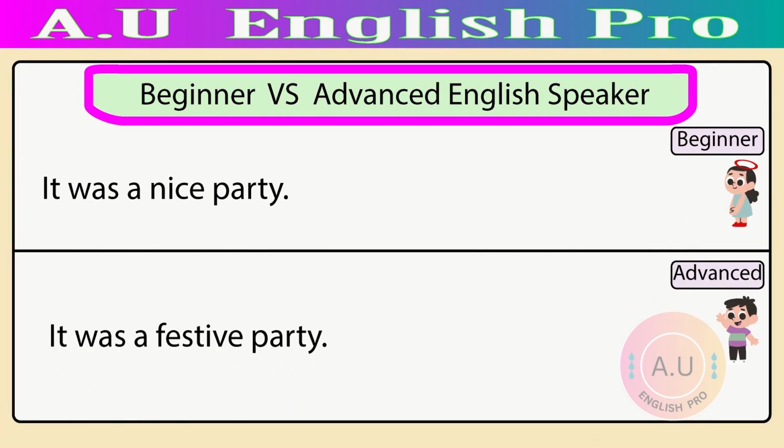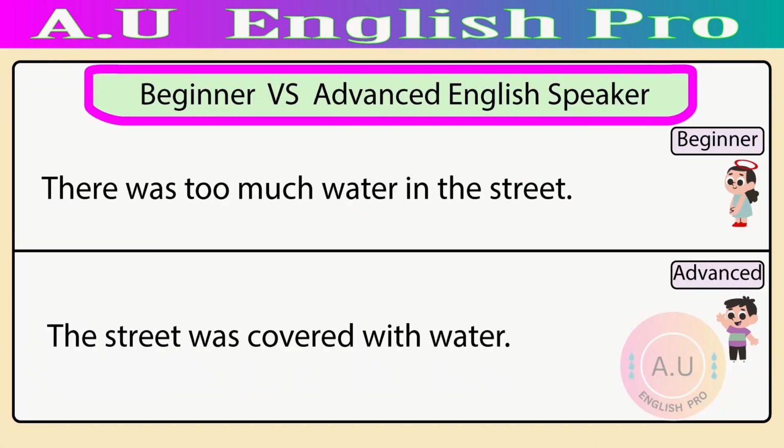Friends, our next sentence is, it was a nice party. This type of the sentence is used by the beginners. So if you want to sound like an advanced English speaker, so you can say it was a festive party. Friends, our next sentence is there was too much water in the street. So instead of using this simple sentence, if you want to sound better, you also can say the street was covered with water.